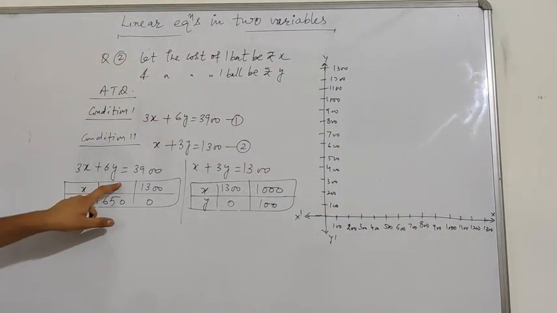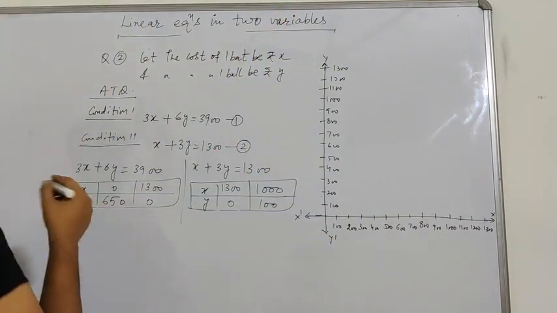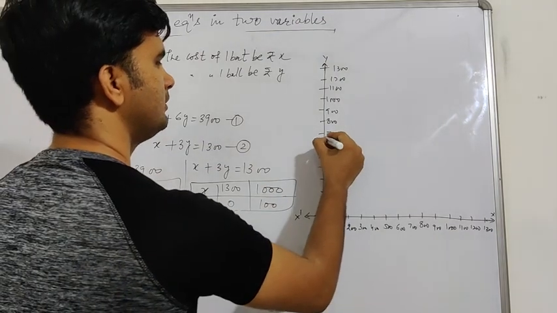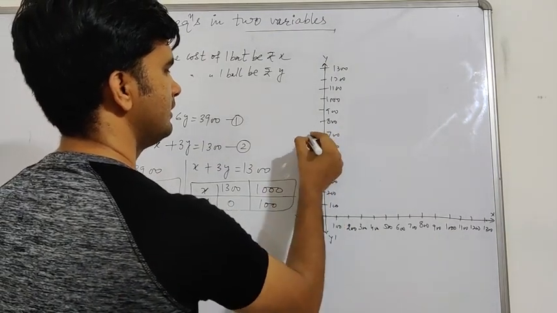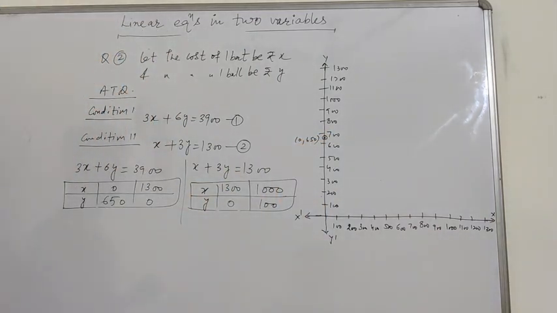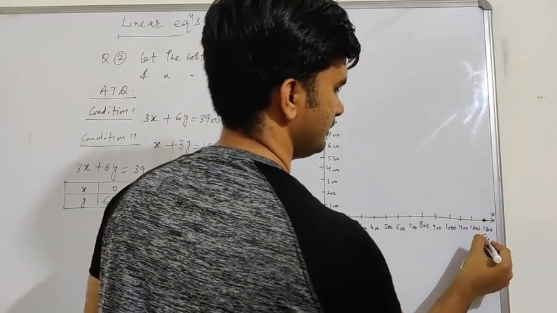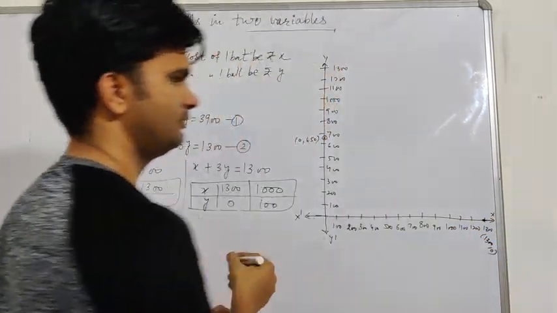The first point is x is 0, y is 650. X is 0, it means it should be on the y-axis, and y is 650, in between 600 and 700. This point is 0 and 650. The next point is x is 1300 and y is 0. This point is 1300 and 0.